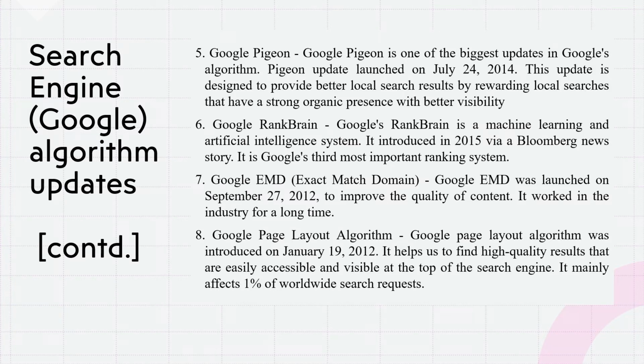Google Page Layout Algorithm. Google Page Layout Algorithm was introduced on January 19, 2012. It helps us to find high quality results that are easily accessible and visible at the top of the search engine. It mainly affects 1% of worldwide search requests. This update mainly focuses on the user experience on a website.